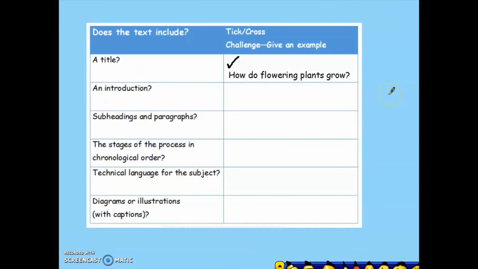So, do we have an introduction? Tick or cross? Tick. And remember, if you are in red or orange group, you need to give me a little bit more information. What is in the introduction? We had our question. So you could write the question out.